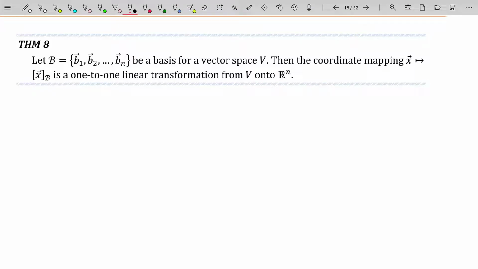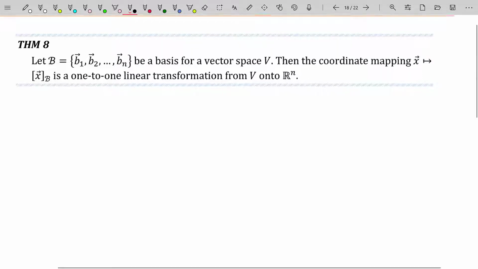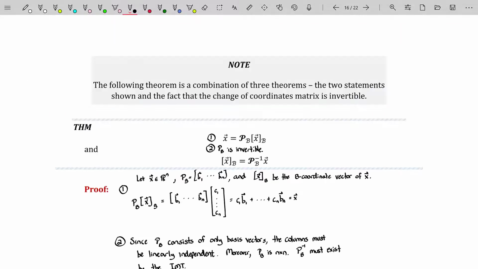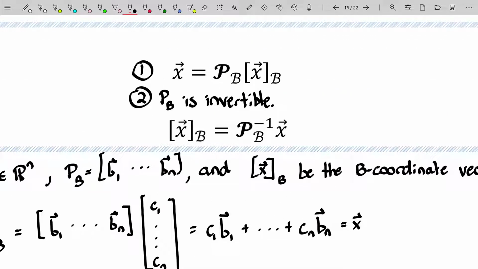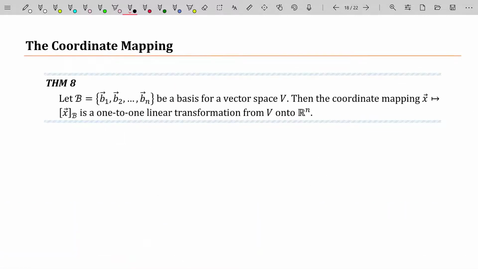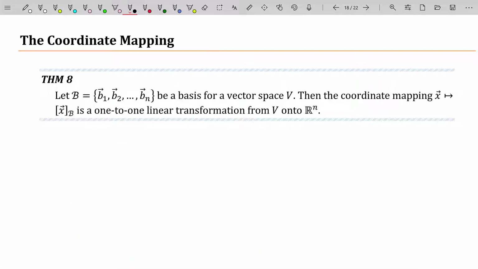V onto Rn. And really this falls out actually from one of the final theorems we had in the previous video, at least in Rn, because we know we have a change of coordinates matrix if you have a mapping from Rn to Rn, and that change of coordinates matrix is invertible, and therefore by the invertible matrix theorem, as a linear transformation, it is one-to-one and onto. So that's just a verbal justification of this theorem.